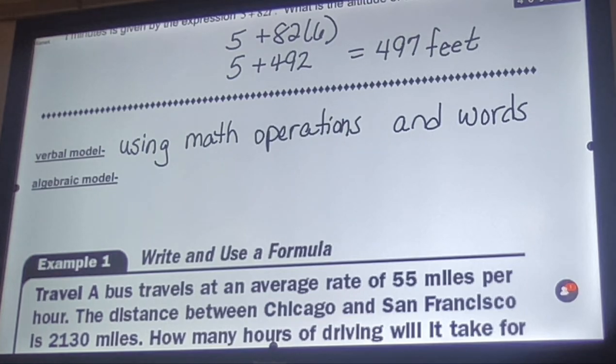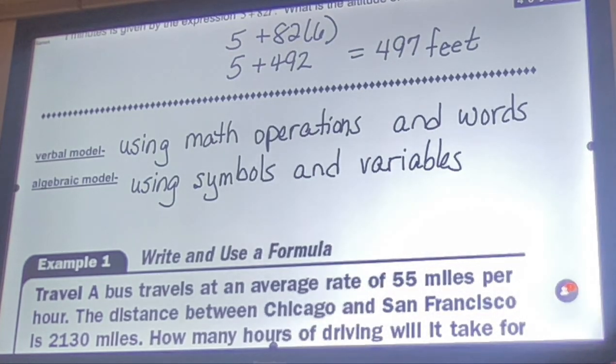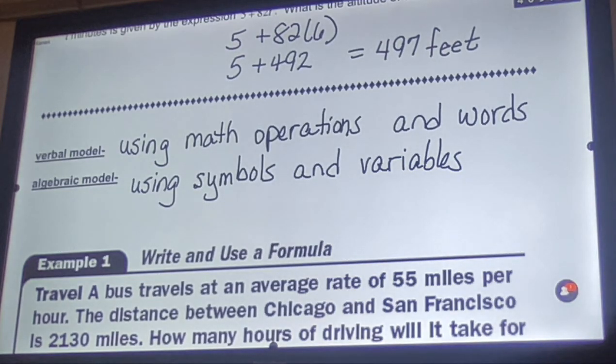The algebraic model, in that case, we're using symbols and variables. So instead of saying I'm adding something, we would show that we have a plus. Or instead of saying you're taking the sum of, we would use a plus. Or a minus if it had the word difference. And of course, to make it algebraic, we have the variables in it.